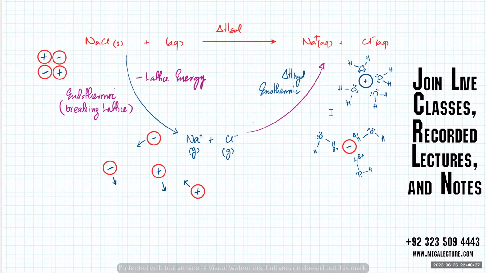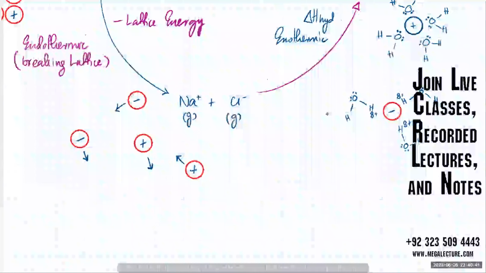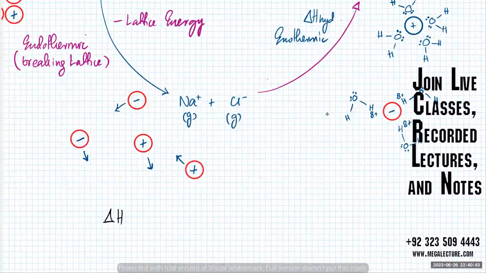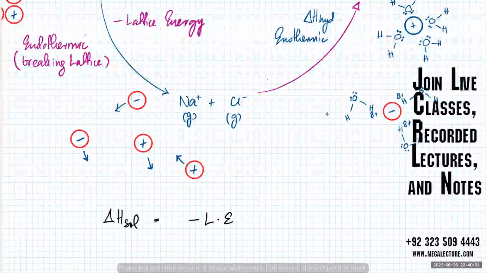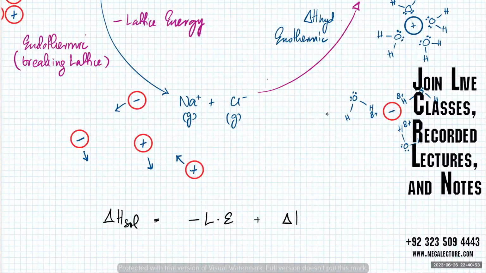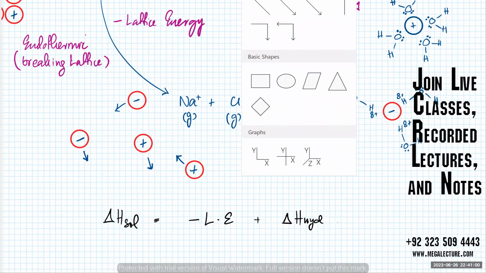Clear? Yeah. So your equation is basically: enthalpy of solution is equal to the negative of the lattice energy plus the enthalpy change of hydration.